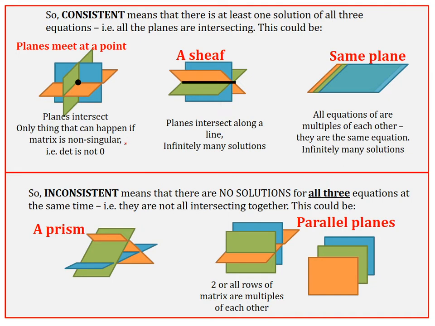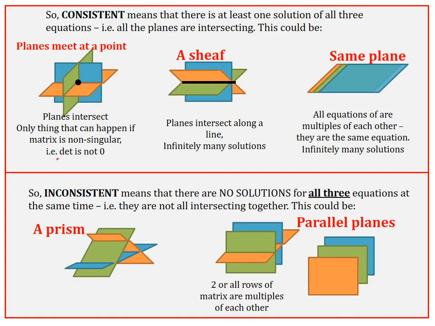The only thing that can happen if the matrix is non-singular is that they intersect at a single point. We say that the three planes intersect at a single point. This is the only one where the determinant is not 0. Everything else, the determinant is 0. Planes intersect along a line, infinitely many solutions. All equations are multiples of each other. They are the same equation. There are infinitely many solutions.